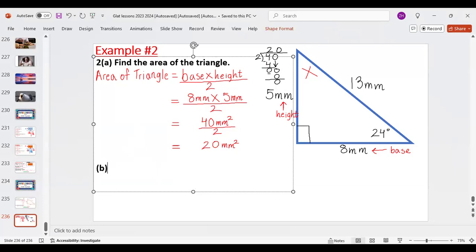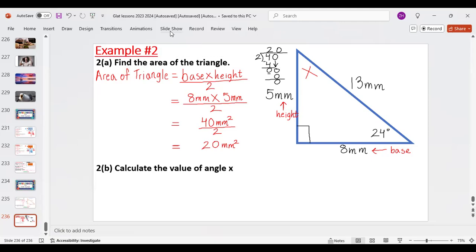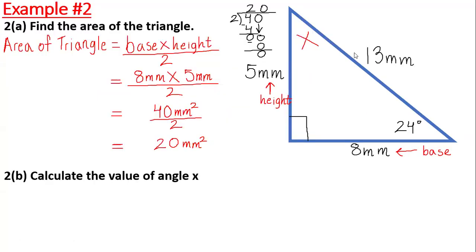So part B. So 2B. Excuse me, Mr. Petit. Go ahead. I already got my answer for 2B. What you got? 66 degrees. 66 degrees, okay. Calculate the value of angle X. Anyone else got the answer for 2B? Yes, sir. What you got? 66 degrees. Okay. So we know that this box means what? 90 degrees. Right, the box is 90.